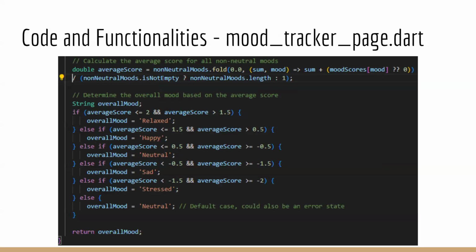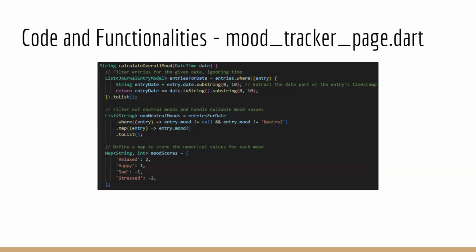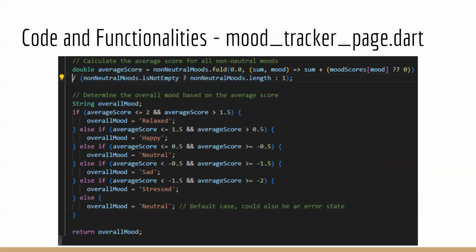First let me explain this. Relaxed has a score of 2, happy has a score of 1, sad has a score of -1, and stressed has a score of -2. Here's the rule set. If your average score is between 2 and 1.5, you're relaxed. Between 1.5 and 0.5, you're happy. Between 0.5 and -0.5, you're neutral. Between -0.5 and -1.5, you're sad. And between -1.5 and -2, you are stressed. I also put neutral in case the scores somehow get messed up, but I haven't run into that problem as of yet.